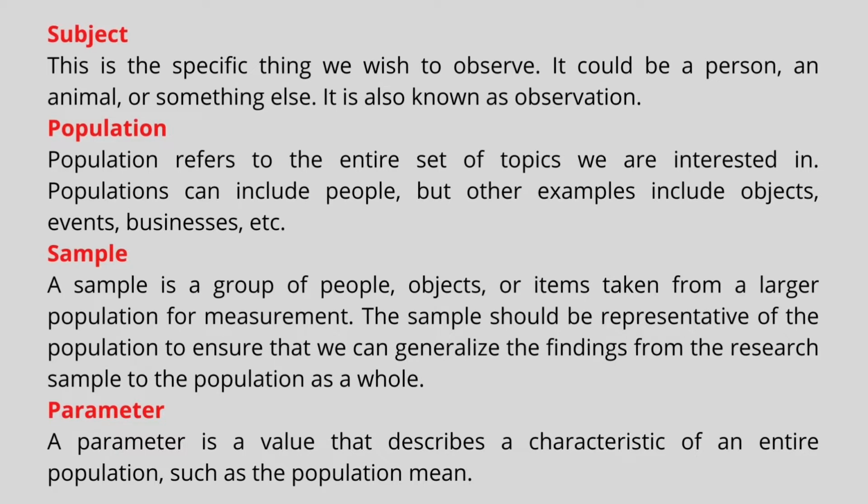It's huge, and that's why we take a sample. A sample is a group of people, objects or items from a larger population for measurement. That sample should be representative of the entire population to ensure that we are able to generalize the findings from the research sample to the population as a whole. And then a parameter is a value which describes the characteristics of the whole population, for example, the population mean.